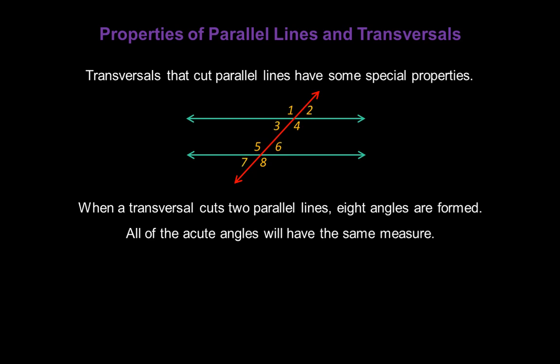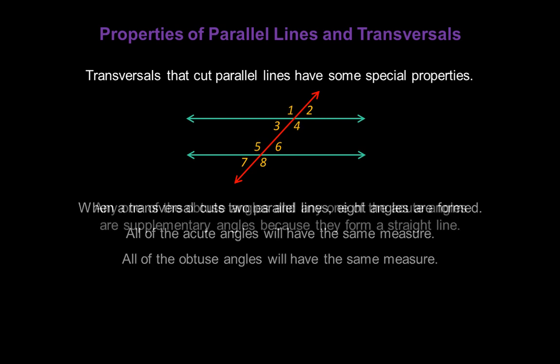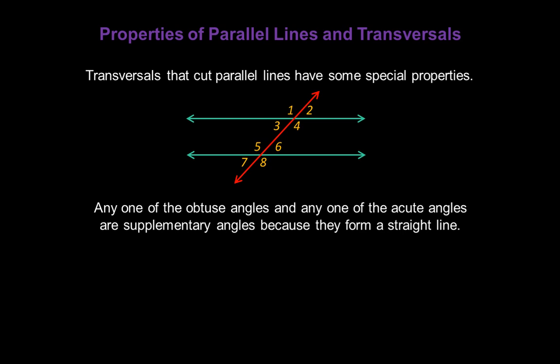All of the acute angles in our figure will have the same measure. All of the obtuse angles will also have the same measure. Any one of the obtuse angles and any one of the acute angles, like angles 1 and 3, 5 and 6, or 6 and 8, for example, are supplementary angles because they form a straight line. When the obtuse and acute angles are added together, they total 180 degrees.